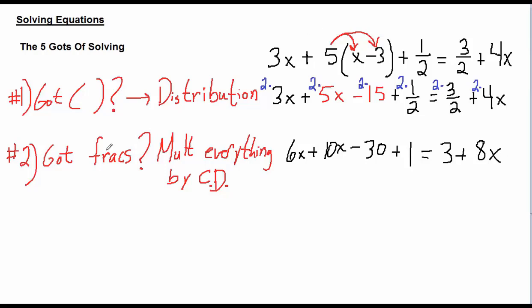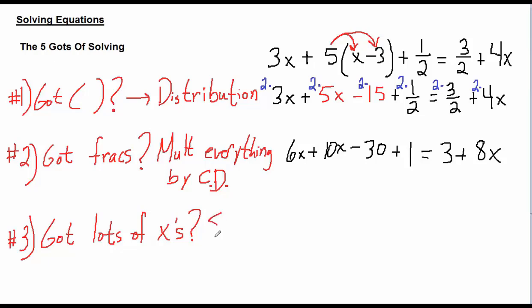Let's look at the next got. The next got, number 3, is got lots of x's. Notice how in this problem, we have an x here, we have x over here. We have x's on the left and the right side. Whenever you got x's, and lots of them, you got to get them to the same side. That's going to be your goal. Same side and combine.